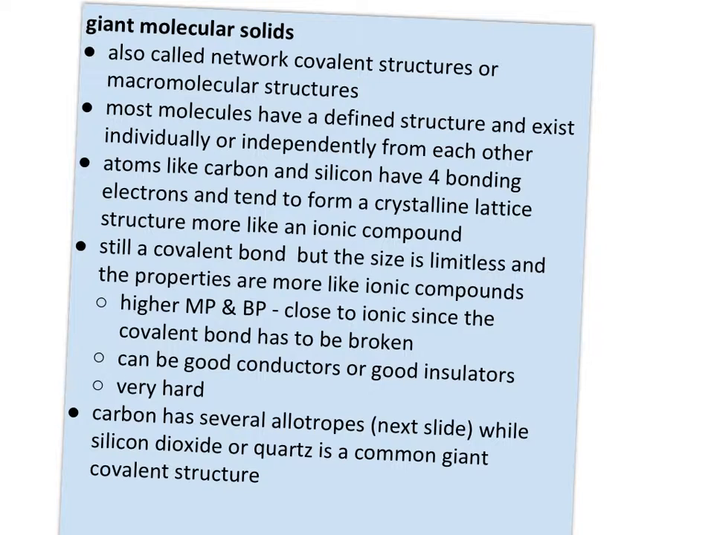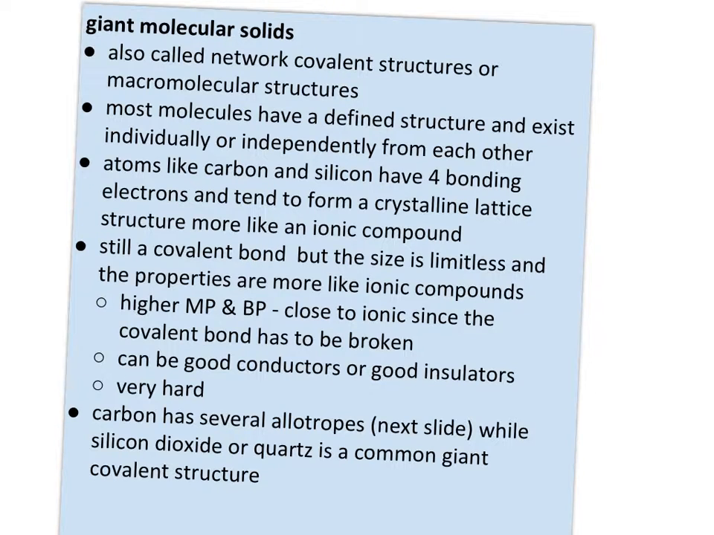So carbon and silicon, being more to the nonmetal side, tend to form a crystalline lattice that looks like an ionic structure but doesn't truly transfer the electrons, so it's acting like a covalent bond in there. But because it's a crystalline lattice, it can go on indefinitely. Still a covalent bond, the size is limitless, but the properties are more like an ionic compound. So the melting point and boiling point are going to be higher, closer to what we'd expect for an ionic, since the covalent bond has to actually be broken instead of just stretched on these big molecular solids.